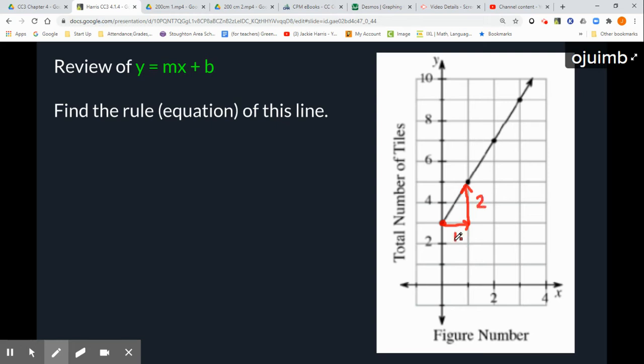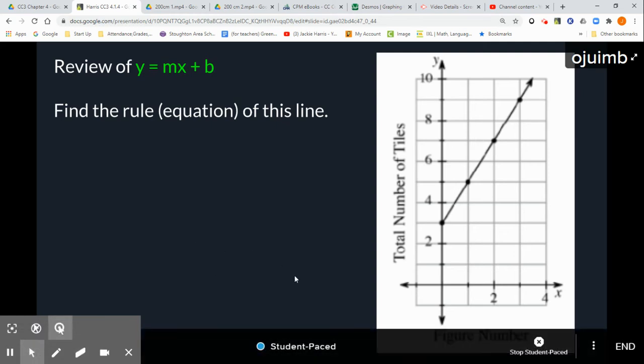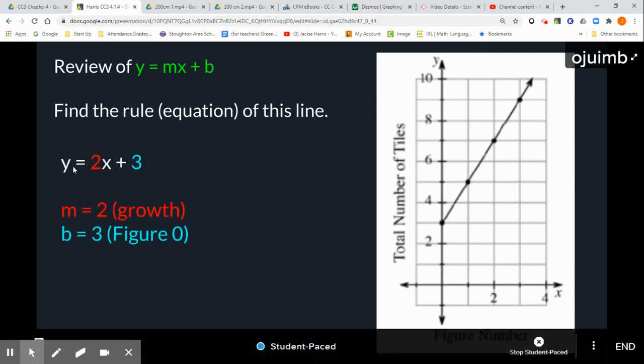Once again, pay attention to those values. If this is 2 and this is 4, we started at 3. We ended up at 5. From 3 to 5 went up 2. So let me get rid of that now. So we have y equals 2x for our growth plus 3, our figure 0.